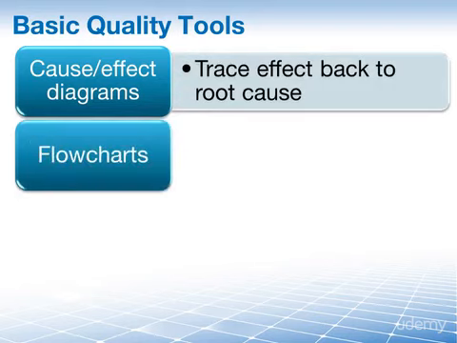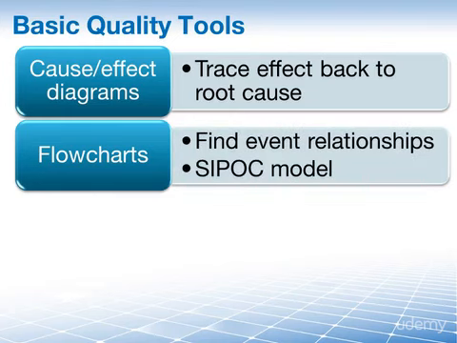Then we have flowcharts. These display sequential steps to identify the meaning of complex processes in order to find the relationships and dependencies between events. Flowcharts are also referred to as process maps and show the relationships that exist between different processes. One specific tool to use as part of flowcharting is the PMBOK model, which we'll discuss in just a bit.